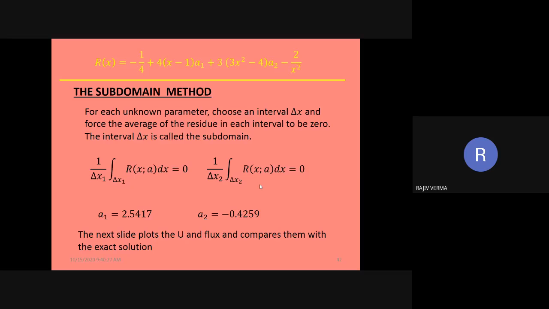And in the next slide, as we have done for the collocation method, this particular input is going to come from your side. From your side, we are going to plot the value of U and flux, and then we are going to compare the solution which has been achieved with the solution which was obtained from the collocation method and from the exact solution also.